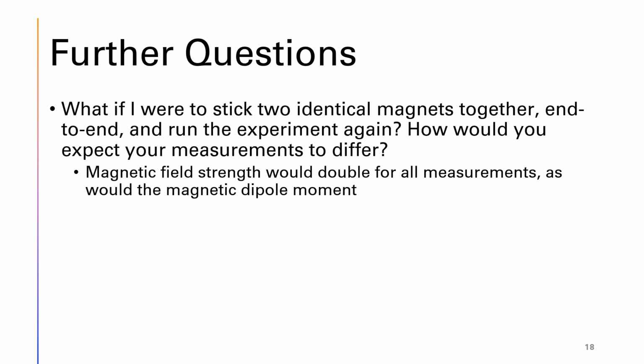If I were to stick two identical magnets together and run the experiment again, the magnetic field strength would have about doubled for all measurements, as would the magnetic dipole moment, but nothing else would have changed.